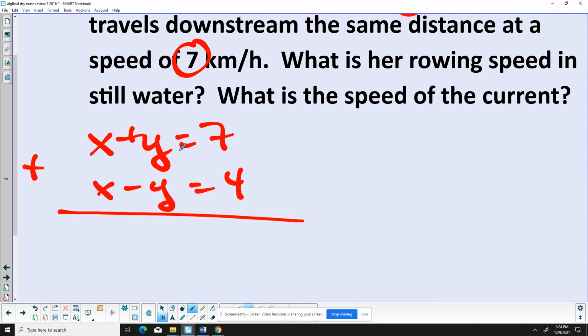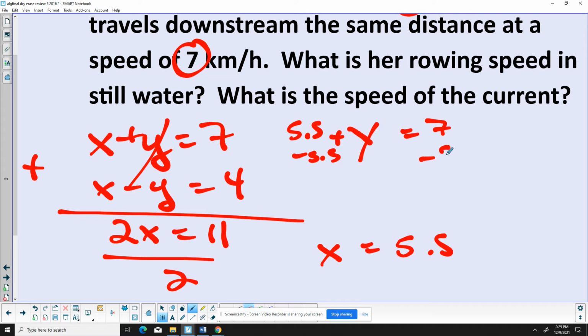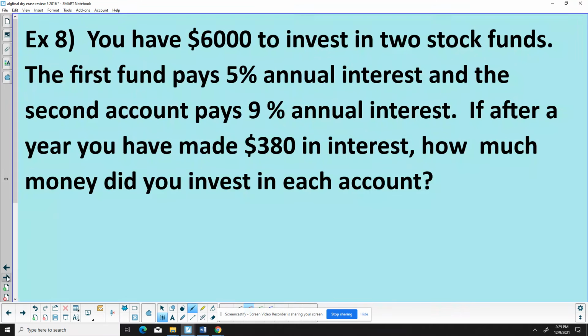So if I set up beautifully for elimination, that'd be 2x equals 11. And if I divide by 2, x is actually 5.5, not 4.5. There we go. And if we plug back in, 5.5 plus y equals 7. If I subtract that, I think I get 1.5. Yeah, I do. So the rowing speed is 5.5 and the speed of the current is 1.5.